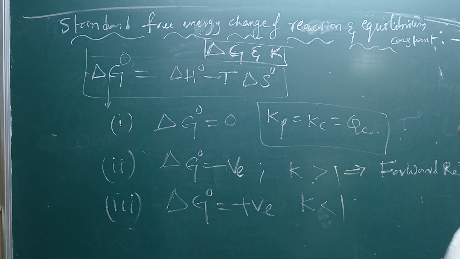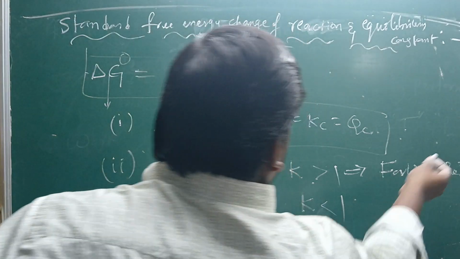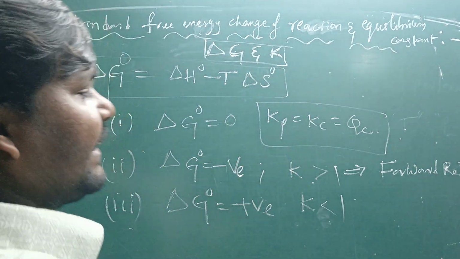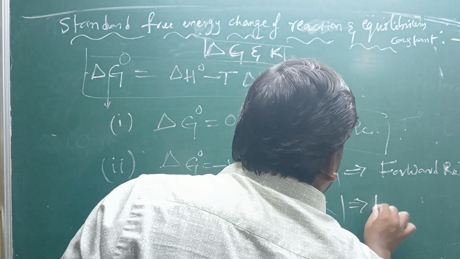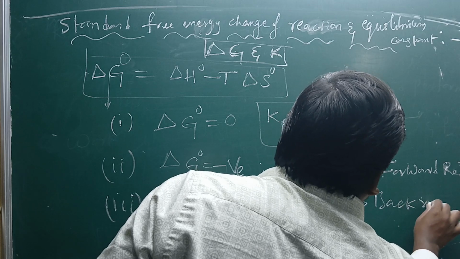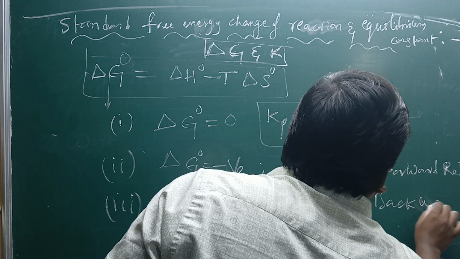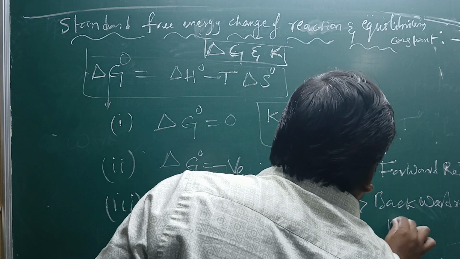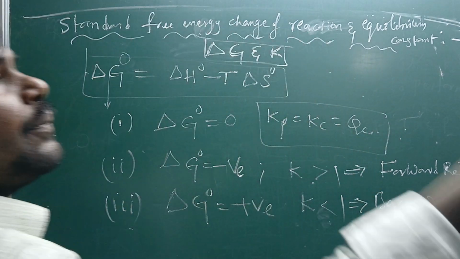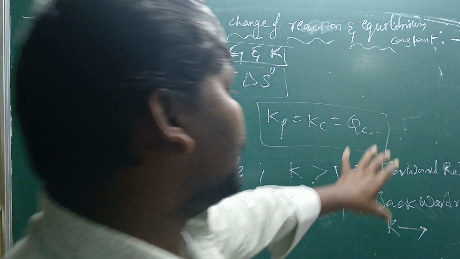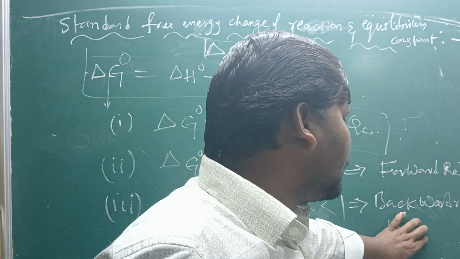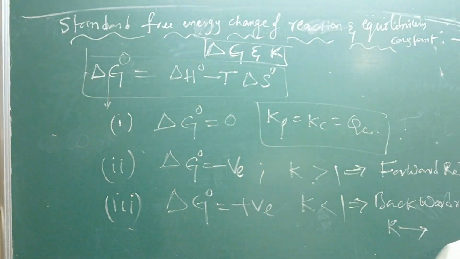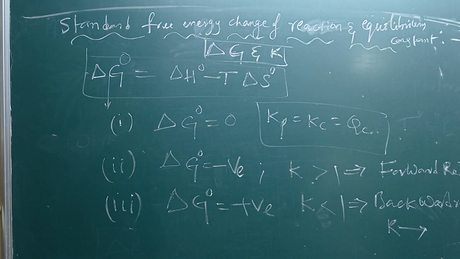Forward direction means products predominate over the reactants. Here the backward direction or backward reaction takes place. Backward reaction means the reactants predominate over the products. Here product domination is more, there reactant domination is more. Once again, I repeat this.